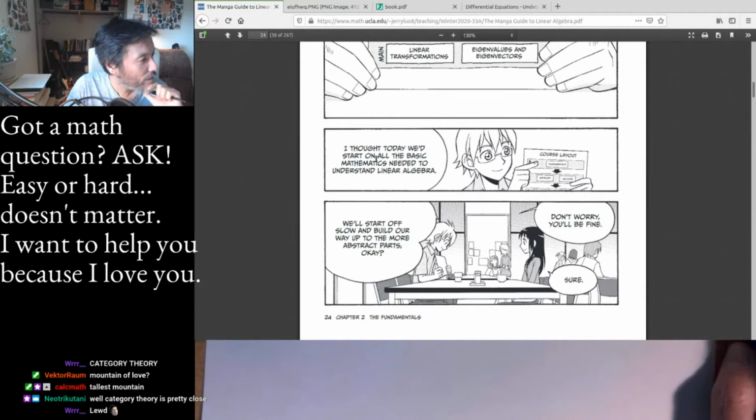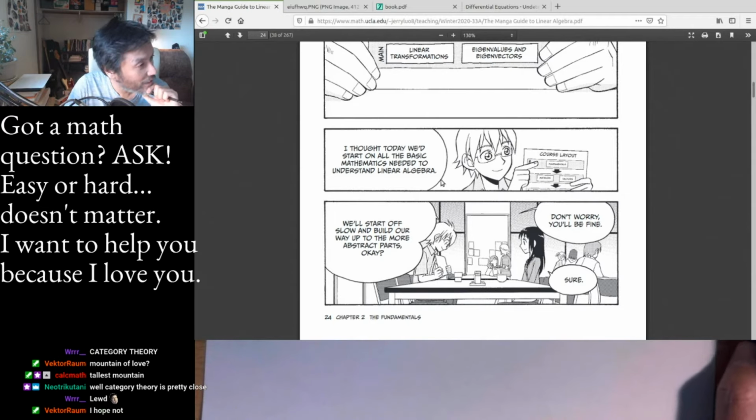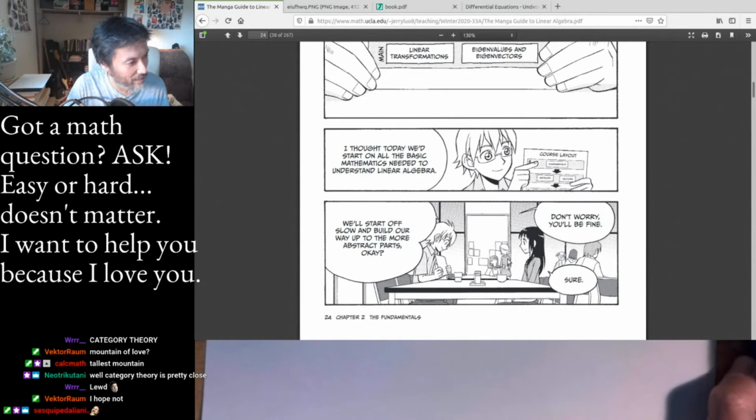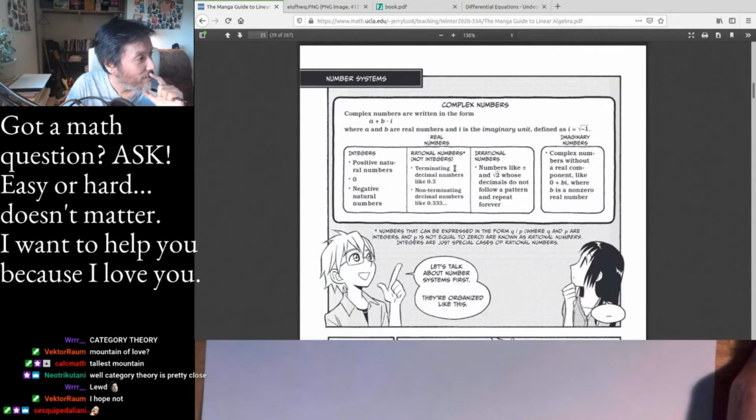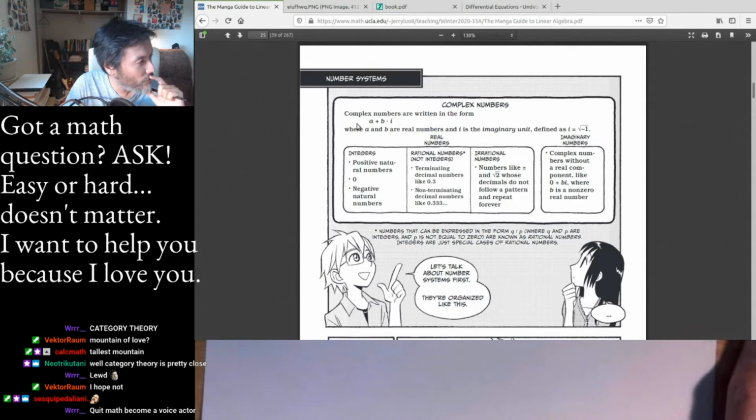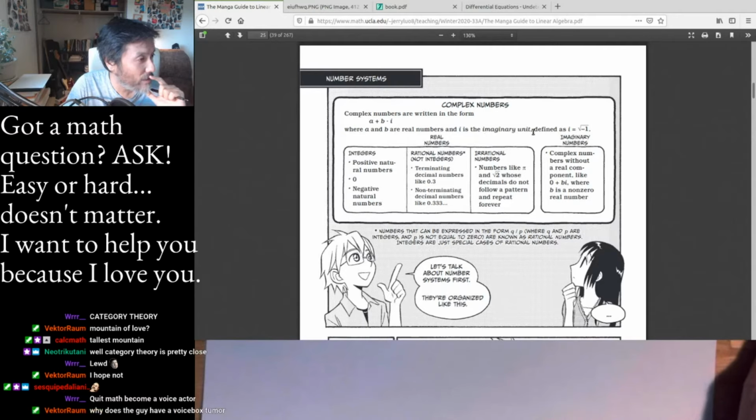I thought today we'd start on the basic mathematics needed to understand linear algebra. We'll start off slow and build our way up to the more abstract parts, okay? Don't worry, you'll be fine. Sure. Oh, complex numbers. Complex numbers are written in the form a plus bi, where a and b are real numbers and i is the imaginary unit, defined as i equals the square root of -1.